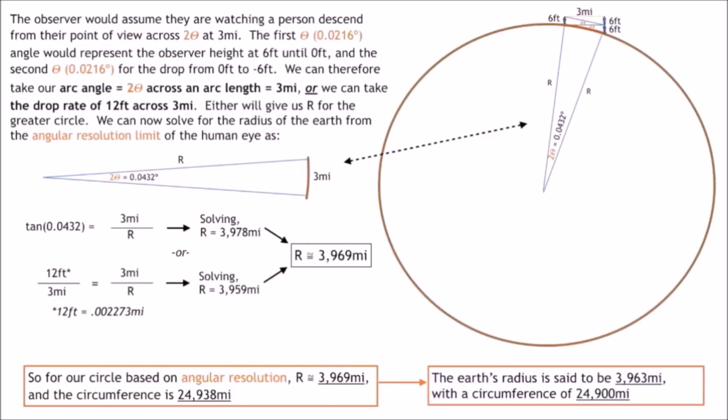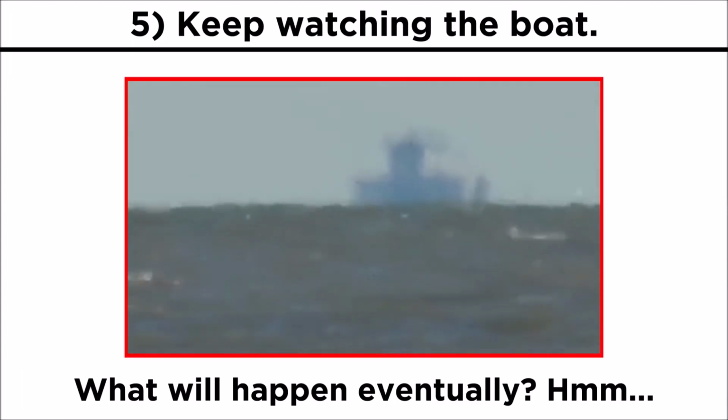3,969 miles. So for our circle based on the angular resolution limit of the human eye, we can calculate a radius of 3,969 miles, and the circumference then comes out to 24,938 miles. And coincidentally or not, the Earth's radius is said to be 3,963 miles with a circumference of 24,900 miles. Bottom up, just like everything else.